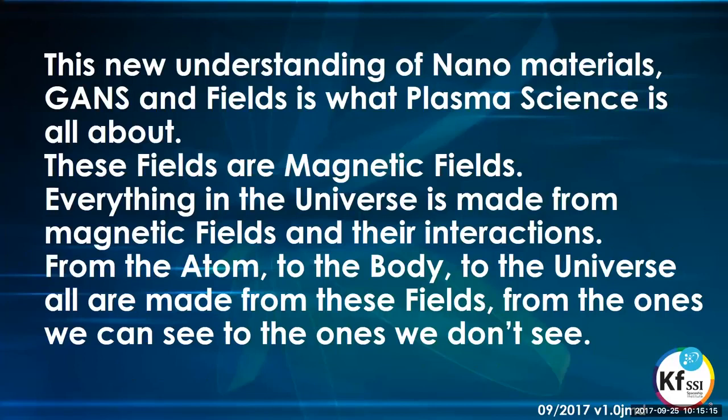So this new understanding of the nanomaterials, the GaNS, and the fields is what plasma science is all about. And these fields are magnetic fields. Everything in the universe is made from magnetic fields and their interactions. From the smallest atom to our body to the universe, all are made from these fields. So it's from the ones we see and the ones we don't see. We know that they are there, but we've just never been able to measure and have instruments to understand that there are far more than what we have known.